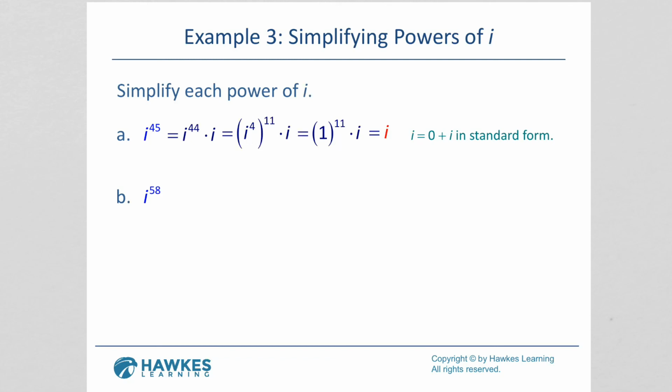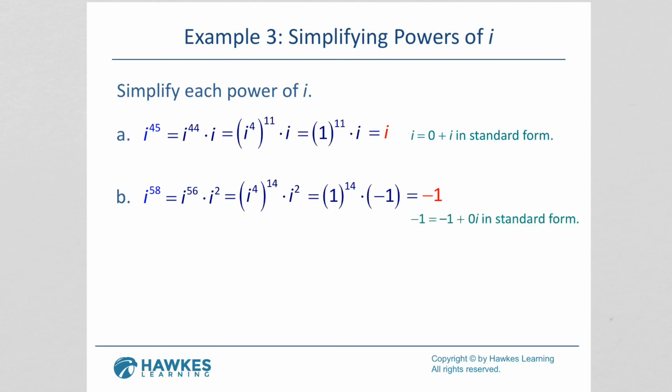Example 3b, i to the 58th power is going to equal i to the 56th power times i squared, which is equal to i to the 4th power to the 14th power times i squared, which is equal to 1 to the 14th power times negative 1, which is equal to negative 1. Remember, negative 1 is equal to negative 1 plus 0i in standard form.